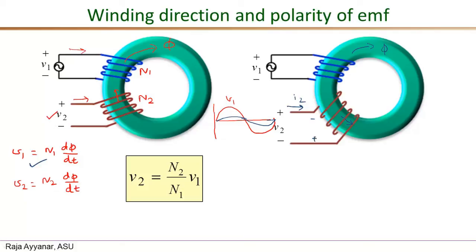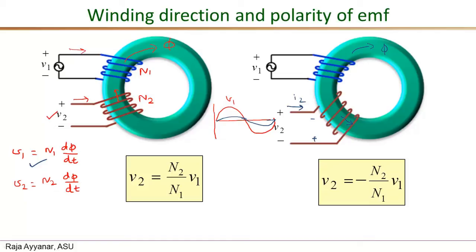But my arbitrary definition of V2 was positive at the top. Therefore, whenever V1 is positive, V2 with this defined polarity would be negative. So the complete expression for V2 in terms of both the magnitude and the polarity corresponding to the second case would be V2 is negative N2 over N1 times V1. So that is the impact of the winding direction on the induced EMF.